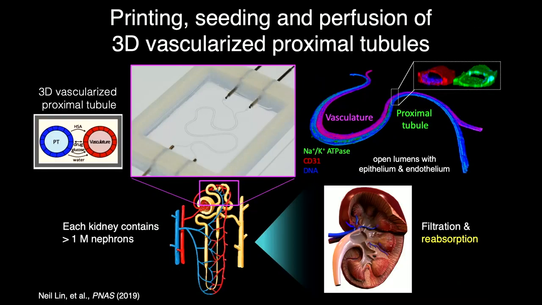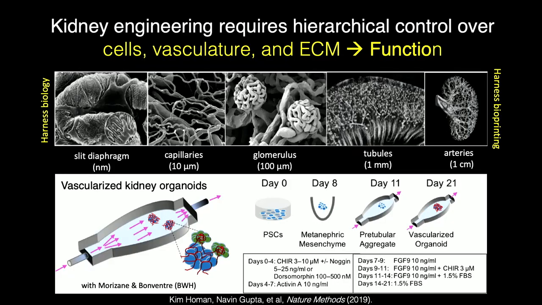And we can then introduce a vascular component by co-printing these two channels alongside one another. If we take a cut through this structure, we have these two lumens that are co-located, and that will really allow us to study resorption. And so we've been using these kinds of constructs to study things like albumin uptake, glucose reabsorption, and of course also for disease modeling.